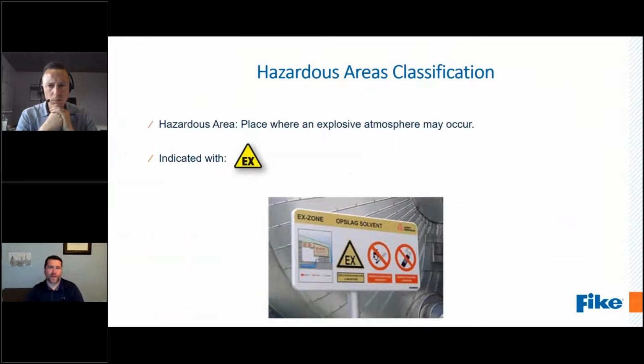As part of your hazardous area classification, you do need to get signage and documentation and your maps, and you're going to indicate the places where an explosive atmosphere may occur. It's indicated with that EX and the yellow triangle. You're going to need signs identifying those locations, where they're at, and potentially the prohibited items from those areas and instructions, things like that.